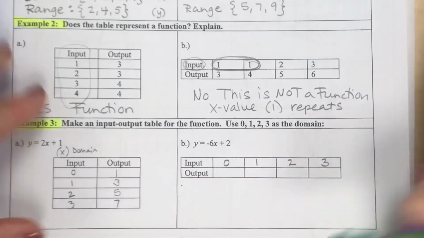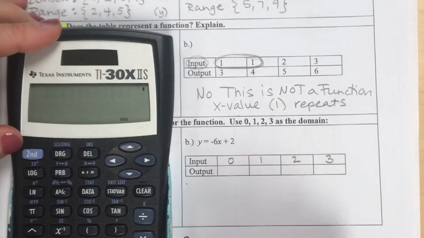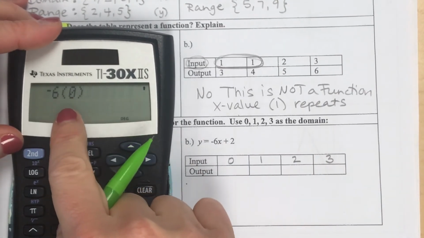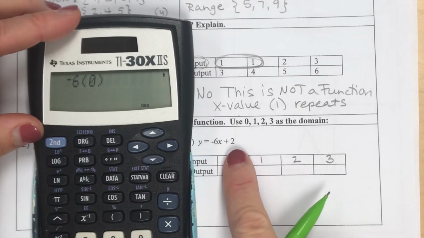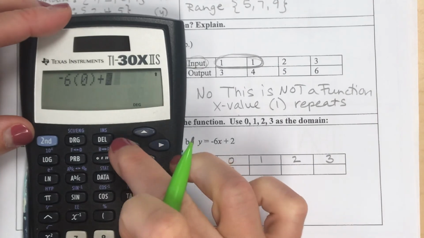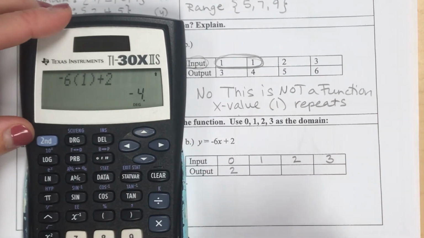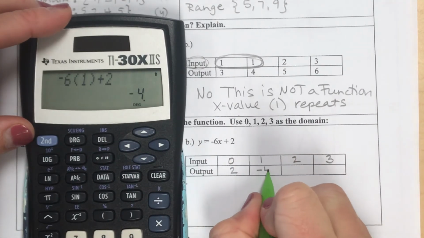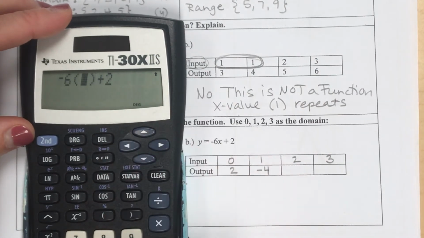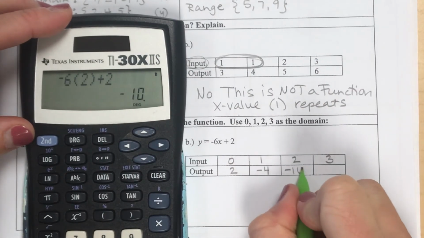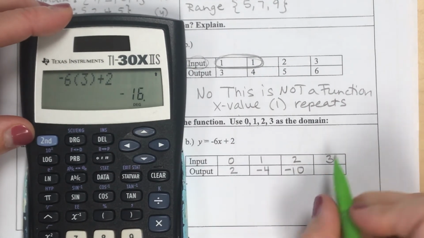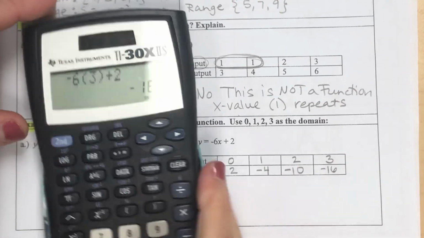Then it says for part B, using a different function, do the same process, substitute in 0, 1, 2, and 3. And so I'm going to take my calculator now, and instead I have -6 times an input of 0, so I'm going to put that in parentheses, and then plus 2. My first output is 2. I'll go back and substitute in a number 1, and I will get the value -4. And then I will go back and substitute in a 2 and get -10. And then I will substitute in a 3 and get out -16. That's it.